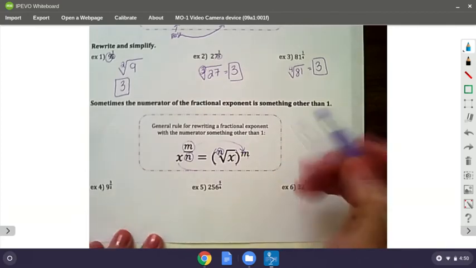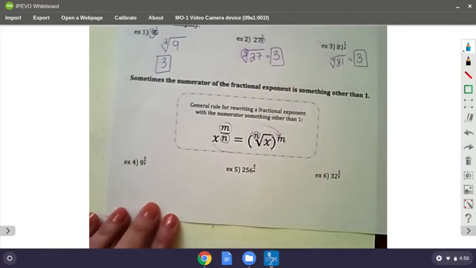So again, once you see some examples, it's not so bad. Let me zoom in a little bit for the examples.